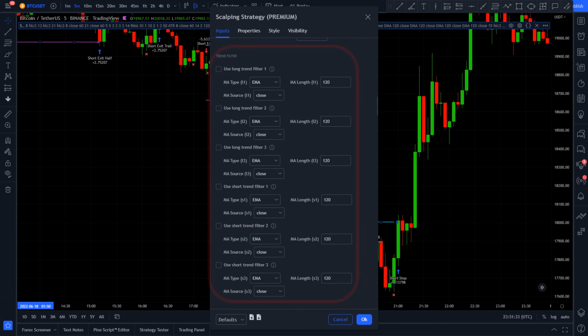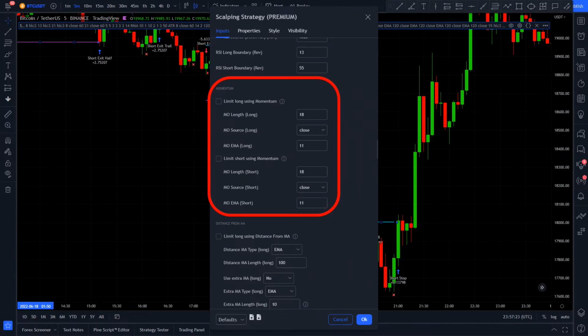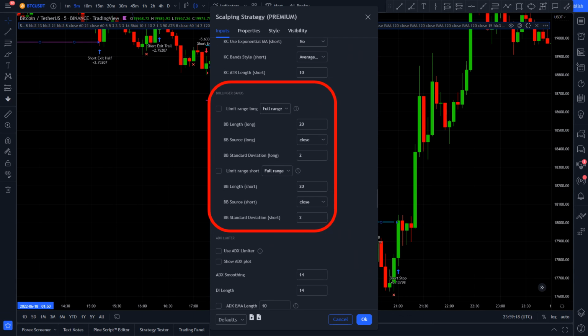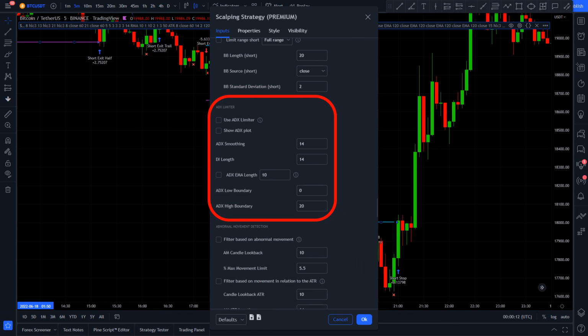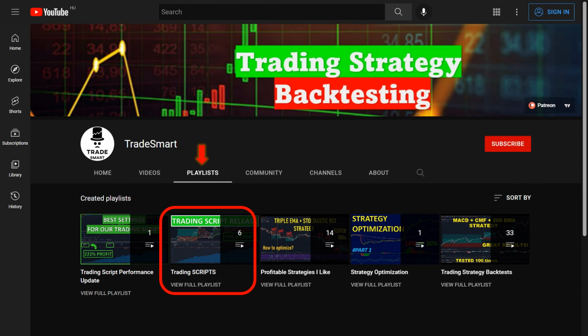First, we have a regular trend filter with different moving averages. Then we have an RSI limiter, which allows you to avoid oversold and overbought areas. We also have a momentum filter, a Keltner channel, and the Bollinger Bands limiter, an ADX limiter, which is one of my go-to filters. Continuing the list, you can find an abnormal movement detector, which can detect manipulations and turning points in price. I have already discussed most of these functions in the previous script release videos, so if you want to learn more about them, just click on the playlist of our script release videos in the top right corner or find the playlist down in the description.